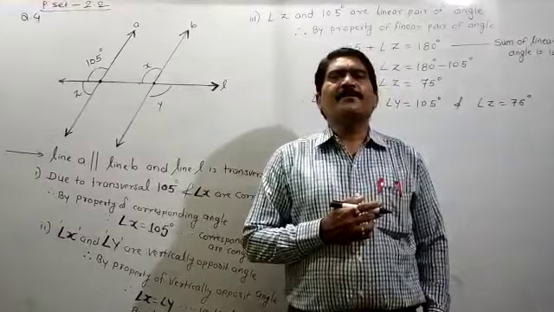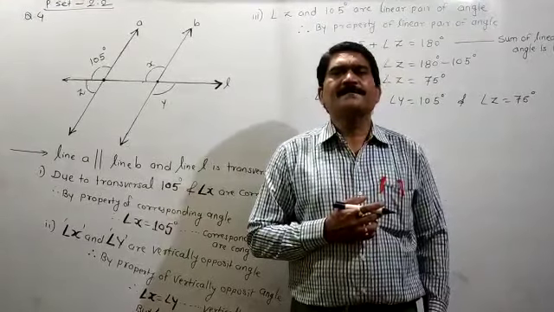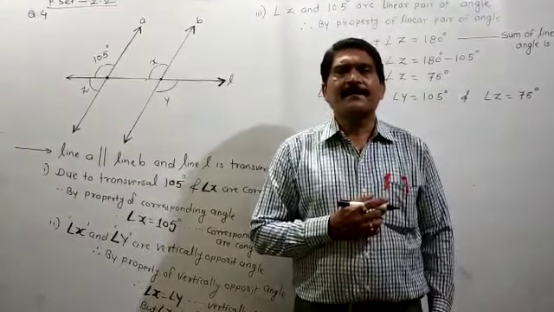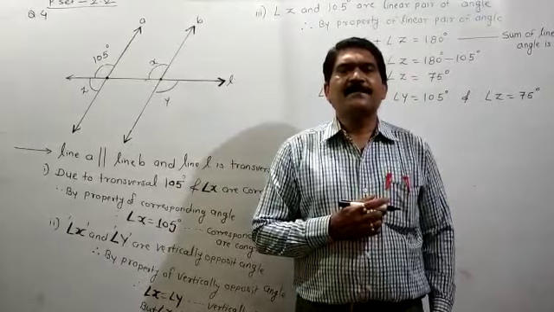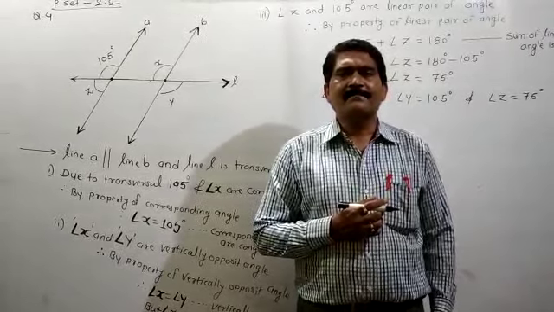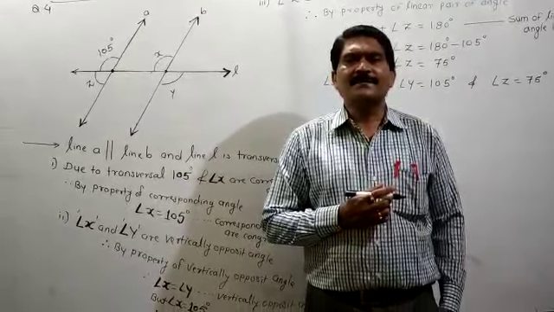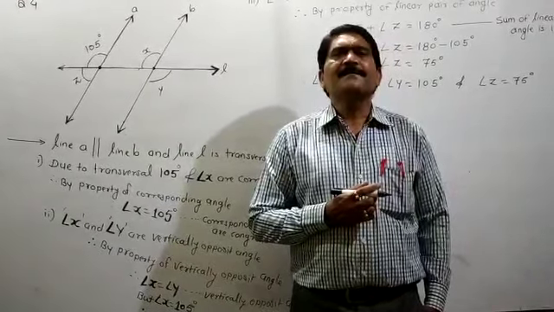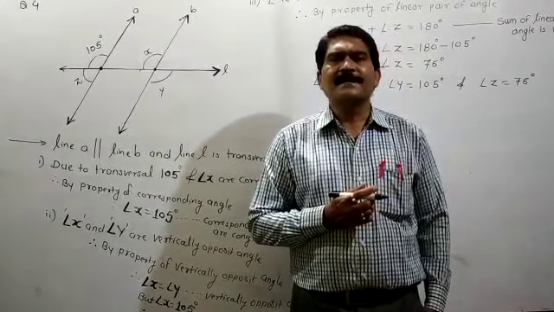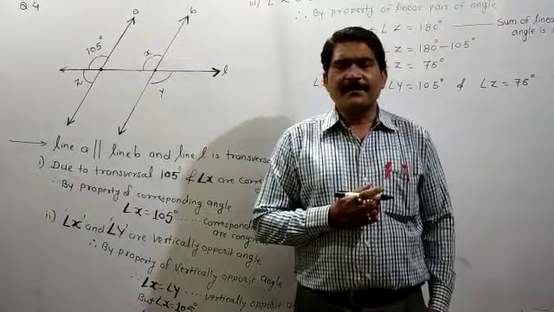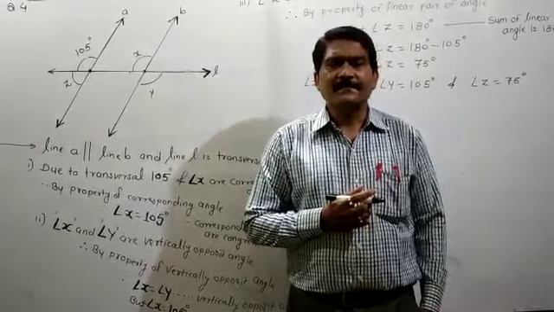Then what is the property of a linear pair of angles? What is the definition of a linear pair of angles? Angles which have one common vertex, one common arm, and the uncommon arms form a straight angle, which means the sum of the two angles is 180 degrees. These are the properties of these angles.